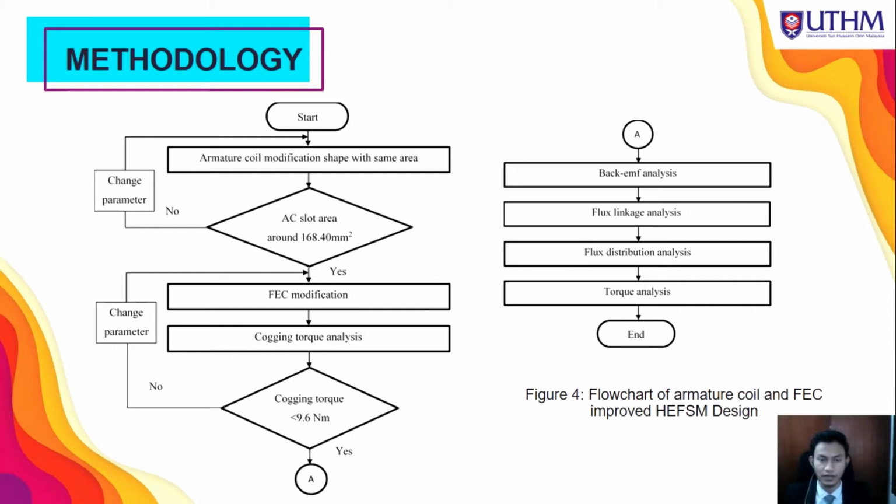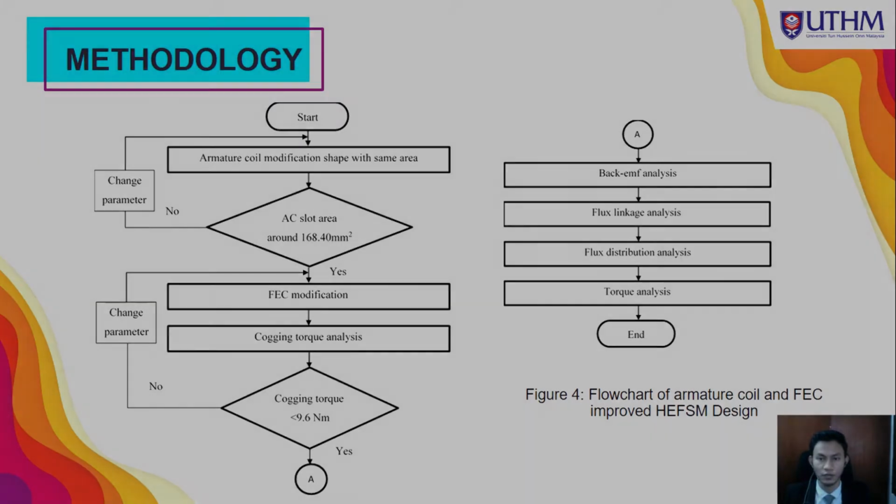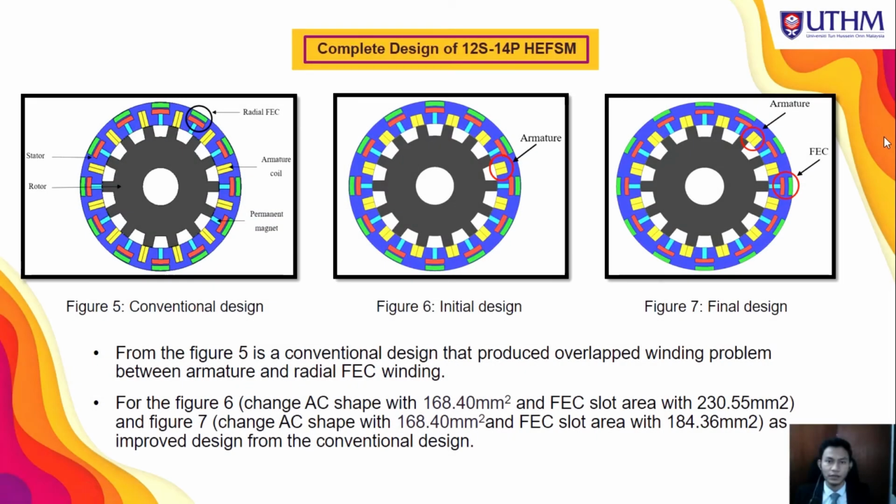If the coil gain torque analysis is more than 9.6 torque, we need to change the parameter of FEC. If the coil gain torque is less than 9.6 torque, we proceed to the no load analysis, which is BEMF, flux linkage, and flux distribution, and also the load analysis, where we analyze the output torque. So this is for the complete design of the 12 slot 14 pole HFSM.